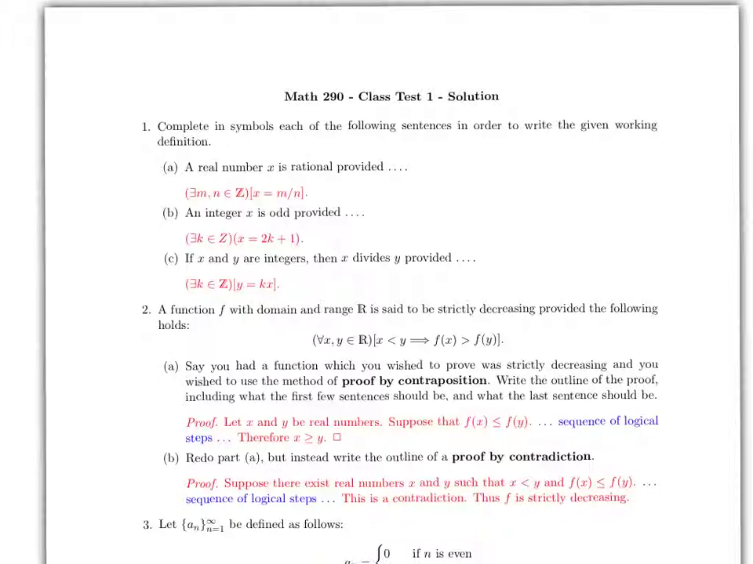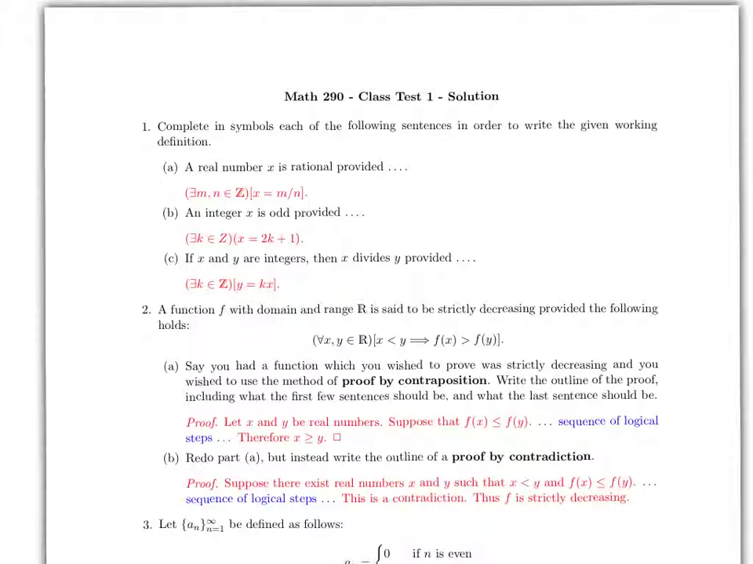A real number x is said to be rational, provided there exist integers m and n, such that x can be written in the form m divided by n. An integer x is said to be odd, provided there exists an integer k, such that x is equal to 2k plus 1. And if x and y are integers, we say that x divides y, provided there exists an integer k, such that y is equal to k times x.